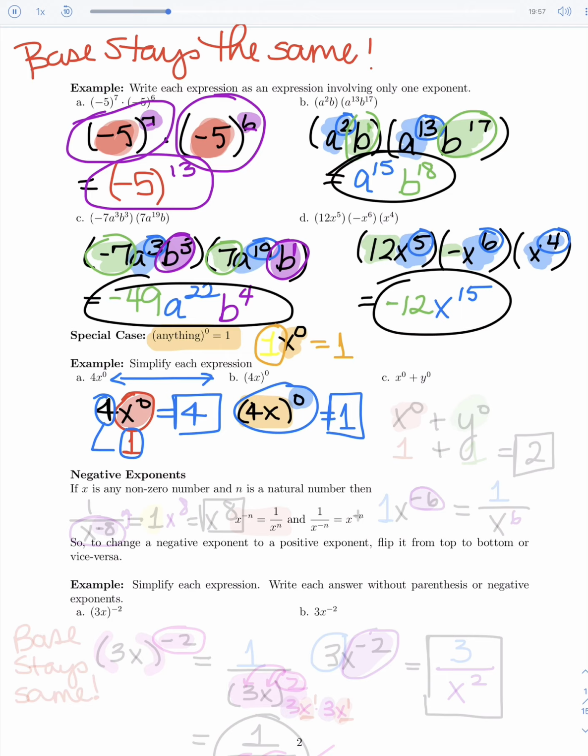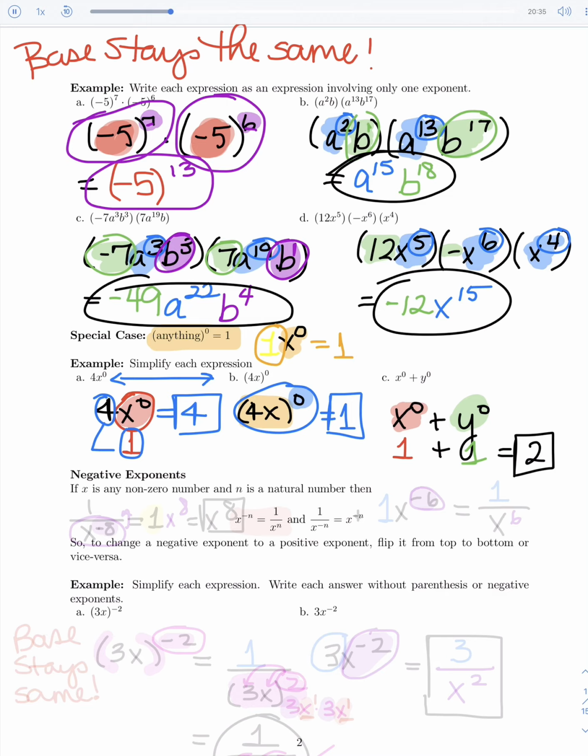Now let's try one last one. On this last one, we have x to the 0 plus y to the 0, and we're curious what that's going to equal. Well, we just did this. The x to the 0 is just going to be 1, but we also have a y to the 0. And the y to the 0 is also going to be just another 1. What are we supposed to do to these values? We're supposed to add them. Well, 1 plus 1 will give us a total of 2. And we're done.